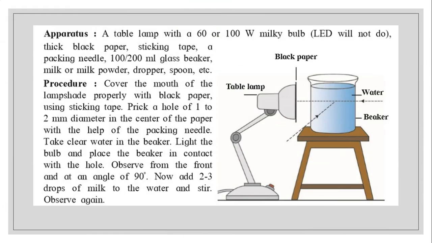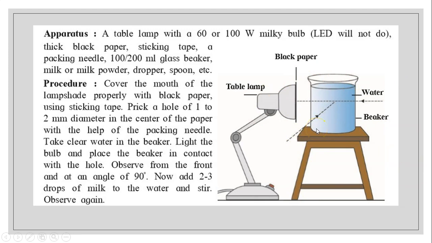Now there is another experiment which we are going to perform. Let's see what this is. We need a table lamp, the 60 or 100-watt milky bulb. An LED bulb will not do in this case. Thick black paper, sticking tape, a packing needle, 100 to 200 ml glass beaker, milk or milk powder, dropper, spoon, etc. This is how the apparatus will be placed.